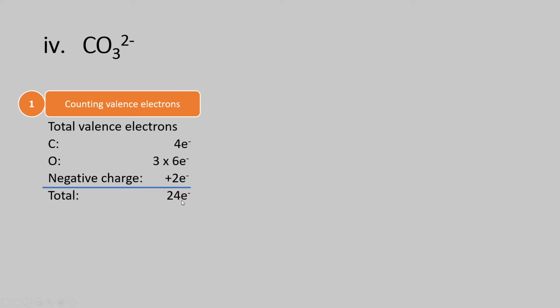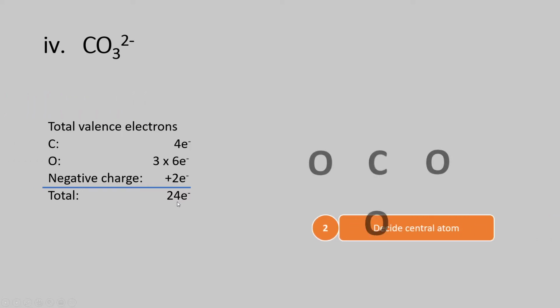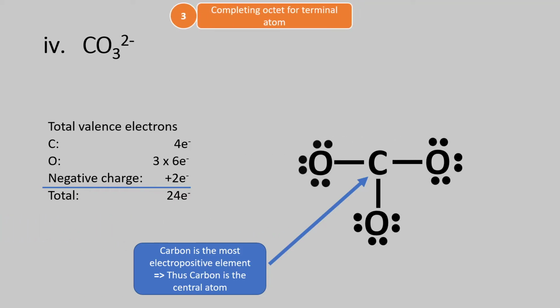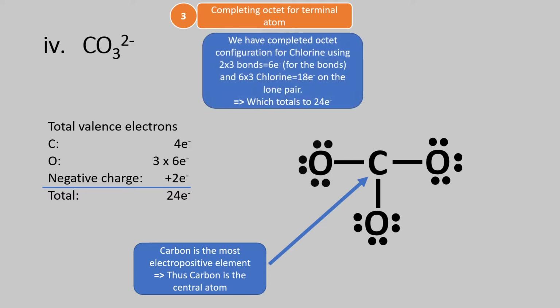So, now, kita kena decide which one is the central atom. Yes, bagus. Kita carbon sebab dia most electropositive kan? So, letak je lah oksigen tu keliling dia. Okay. And then, kita kena complete the terminal atom. So, kita complete. Kita guna untuk bonds, kita ada 3 bonds. So, setiap bond tu ada 2 elektron kan? So, kita dah guna 6 electrons. And then, when kita complete the oxygen, kita guna 6 elektron for the 3 on.